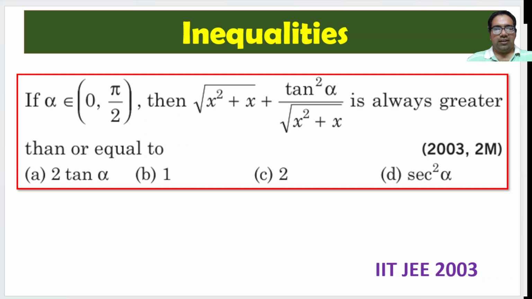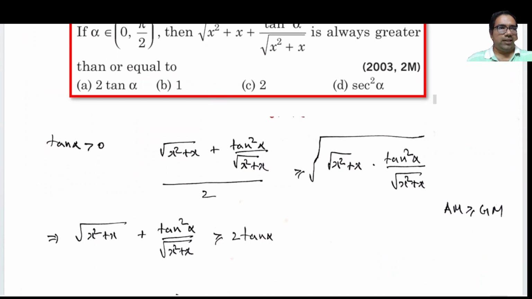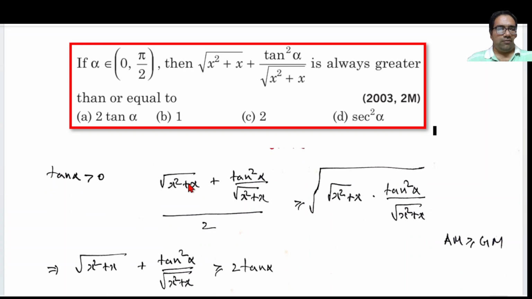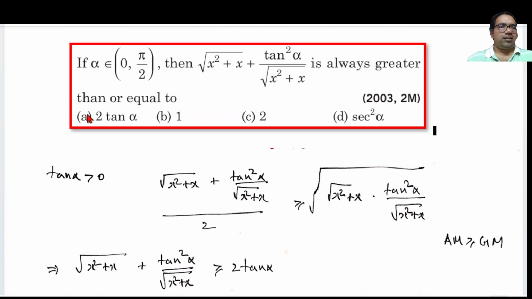Now let us just apply the AM greater than or equal to GM formula. So let's say this part is A and this part is B, then A plus B by 2 is always greater than or equal to under root AB. Right. What does that mean? Root of x square plus x and root of x square plus x, these two will cancel, and root of tan square alpha, which is tan alpha, and that means this by 2 is greater than or equal to tan alpha. That means root of x square plus x plus tan square alpha by root of x square plus x should be greater than or equal to 2 tan alpha. That is what is needed.